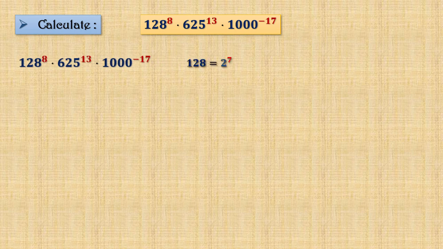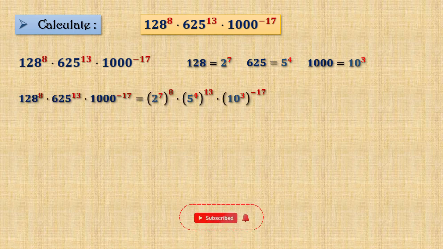First, we note that 128 is equal to 2 to the power of 7, 625 is equal to 5 to the power of 4, and 1000 is equal to 10 to the power of 3. So, our expression becomes 2 to the power of 7, all raised to the power of 8, multiplied by 5 to the power of 4, all raised to the power of 13, multiplied by 10 to the power of 3, all raised to the power of negative 17.